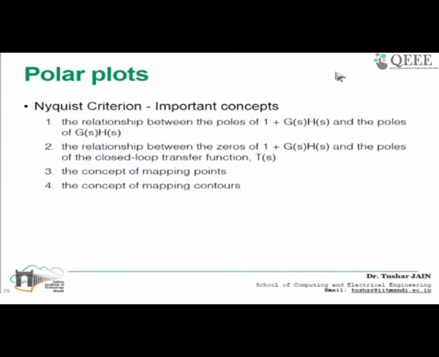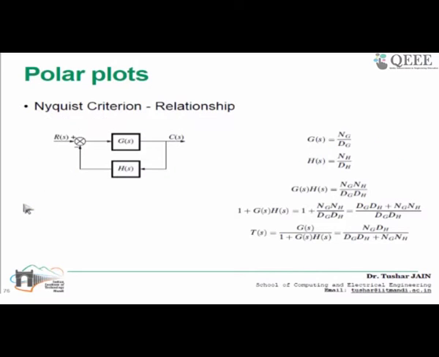We're going to build a relationship between the poles of 1 plus G(s)H(s) and G(s)H(s), and the relationship between the zeros of this and the closed loop. The two main concepts are the mapping points and the mapping contours, which come from complex variable analysis. Once we have the knowledge of these four concepts, we will be in a better state to give the stability conditions using the Nyquist criteria.